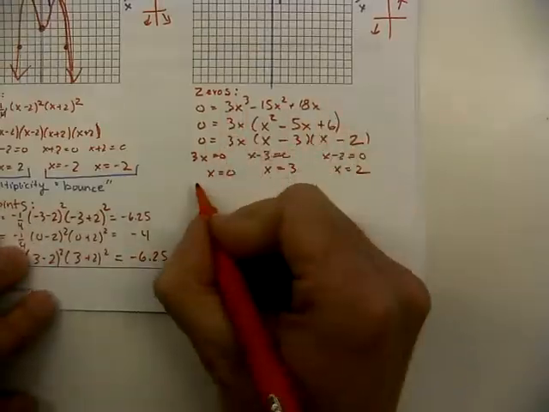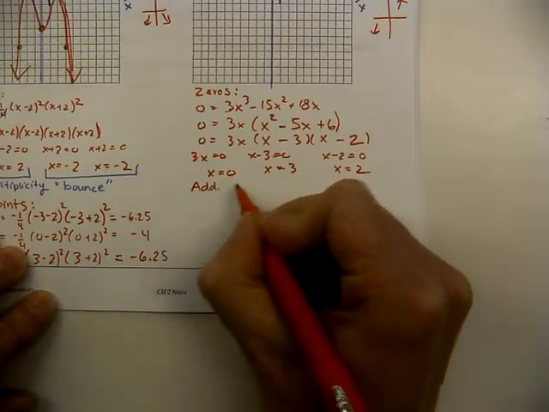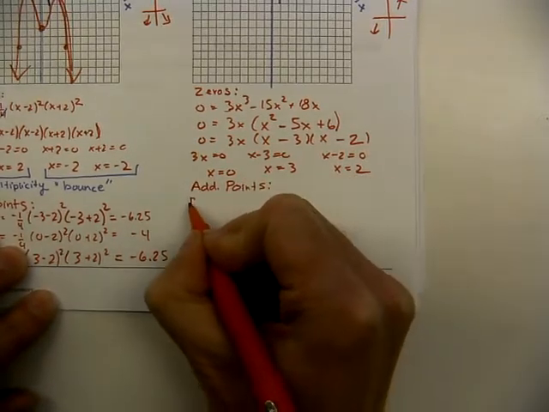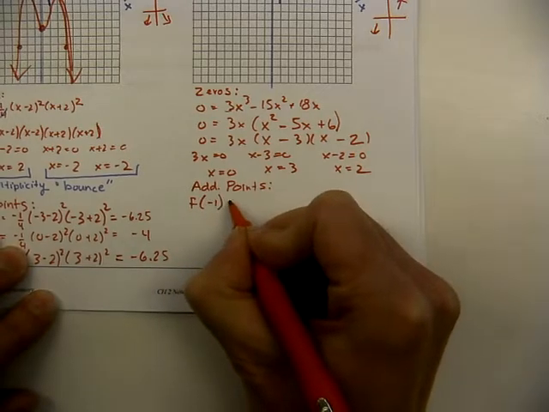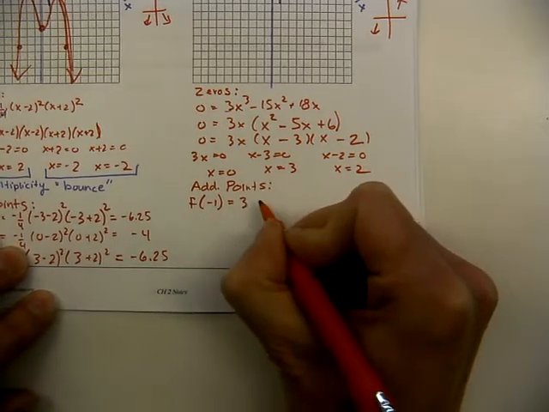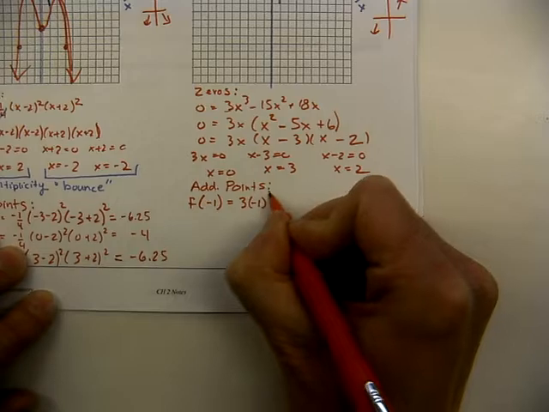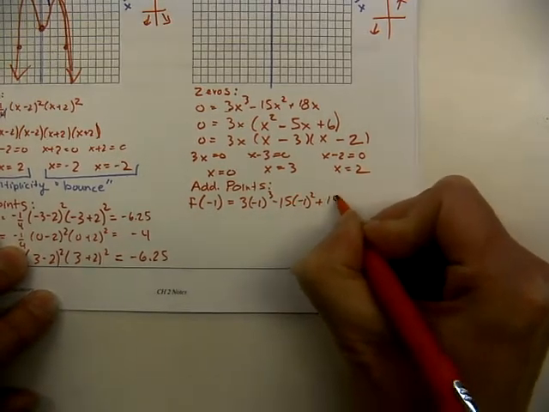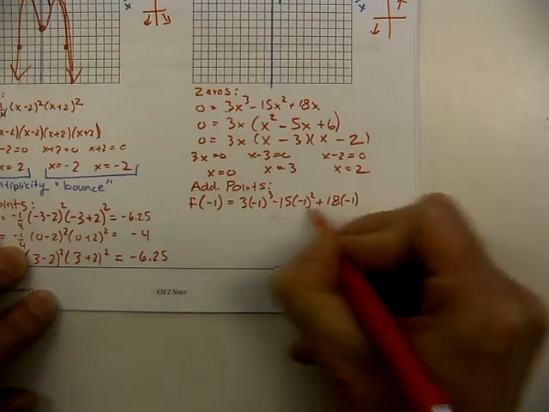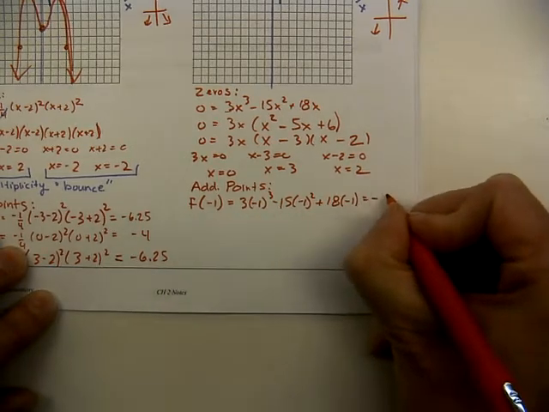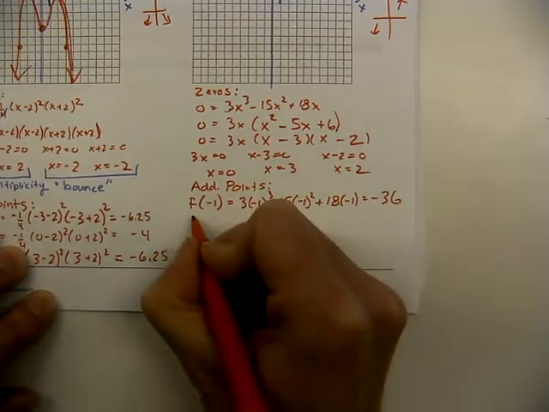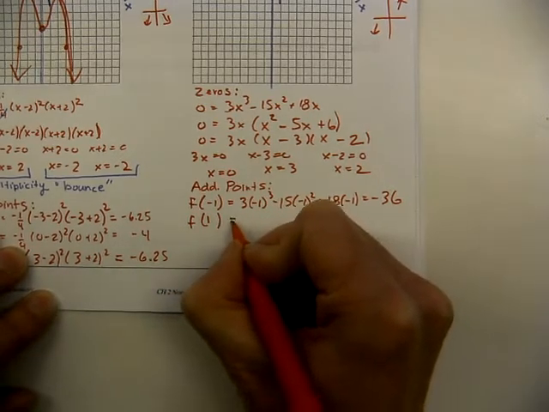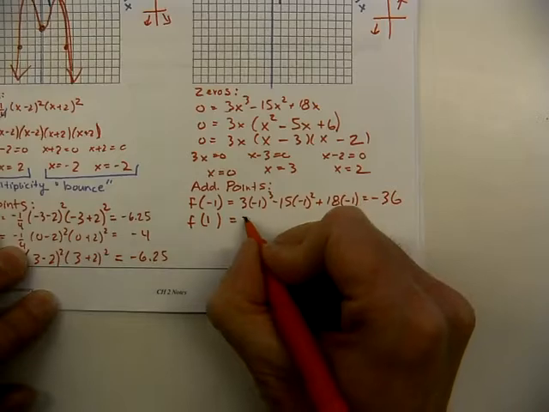So here we go. There's my list of additional points. Let's pick an input of -1. This is the one on the far left. So 3 times -1 cubed, minus 15 times the negative 1 squared, plus an 18 times the negative 1. Again, feel free to type that into your calculator just to help assist with the computation. How about an input of positive 1? That'll be between the first pair of zeros.